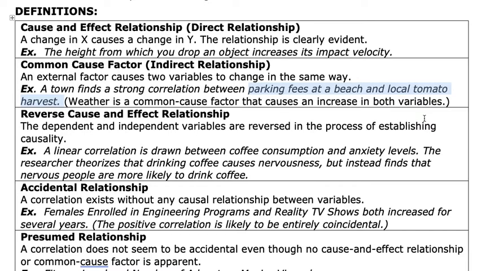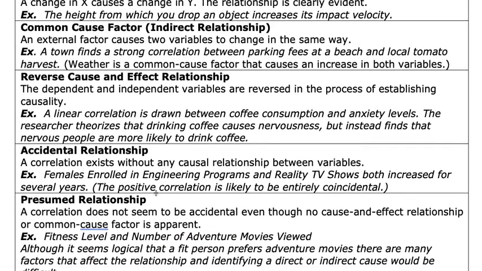Is it parking fees causing larger yields in tomatoes, or is the larger yields in tomatoes causing more profits for parking fees? That being said, we need to also consider that it's possible that there's an external variable. Weather is a common cause factor that causes an increase in both variables. So with better weather, we're going to have more people wanting to park at the beach to enjoy the day, and also tomatoes are growing in better conditions. So they're both growing together, but they're not directly affecting one another. This is an indirect relationship or a common cause factor.